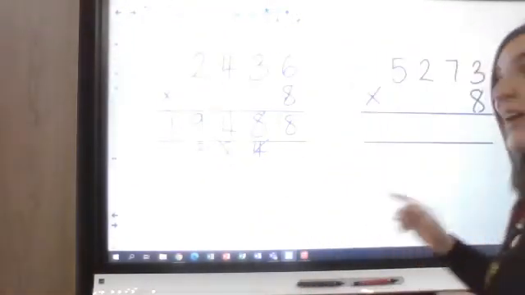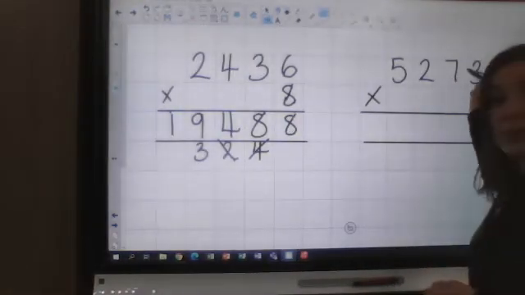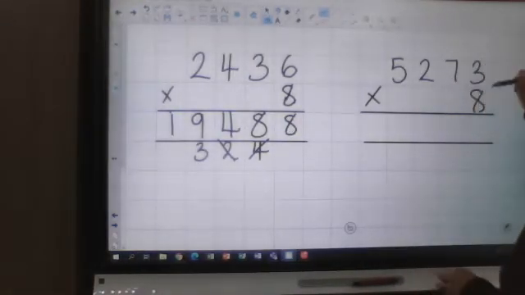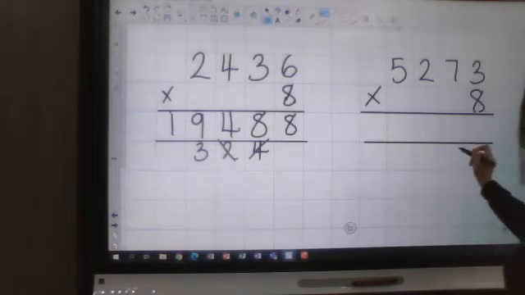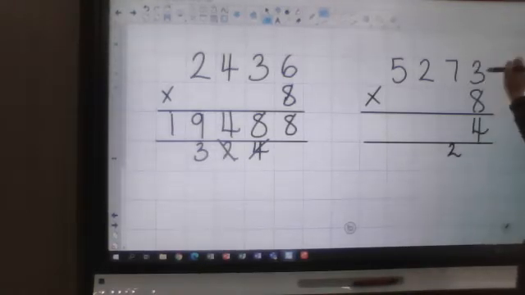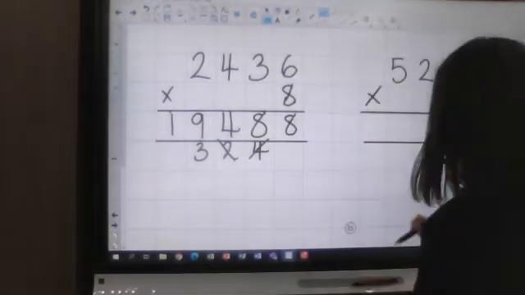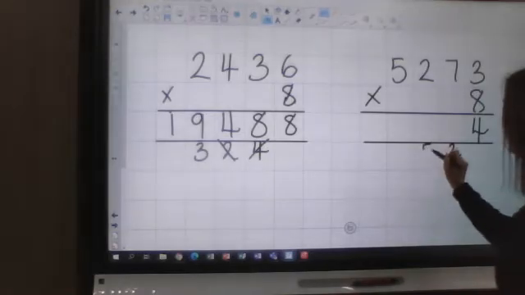Okay, so you should have had a go at that one now. So we always start with the ones and then we multiply each number by 8. So 3 times 8 is 24, so carry the 10s and put the 1s in the box. 7 times 8 is always the one that's tricky for me, is 56. Add 2 is 58.